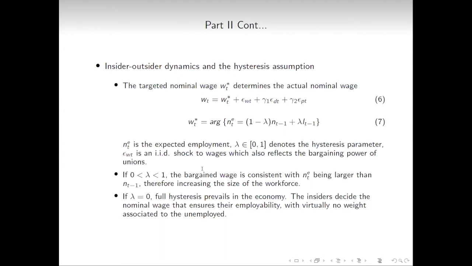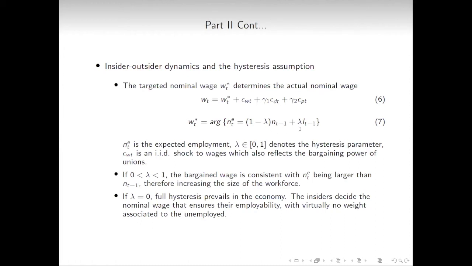So if you have a coefficient lambda that is set between 0 and 1, okay, then the bargaining power of the workers is set into taking into account the unemployed, people who are outside of the market. In that way, we will have an expected level of employment that will be higher than the previous period, right? Simply because of the coefficient.